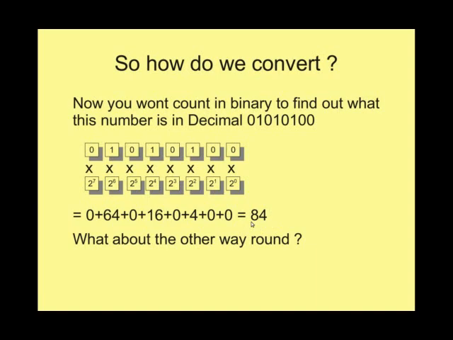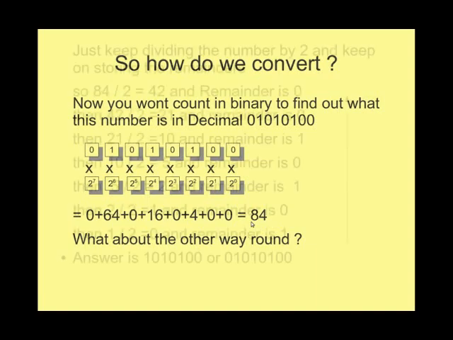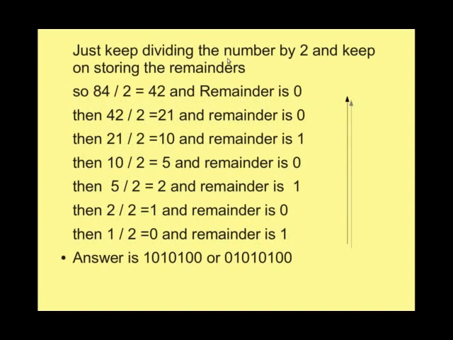That's all fine, but what about the other way around, right? That's also easy. Just keep dividing the number by 2 and keep on storing the remainders. So if you have the number 84, we divide that by 2 and we get 42, and the remainder is 0. 42 divided by 2, remainder again 0. Then we have 21 divided by 2 and the remainder is 1. 10 divided by 2, remainder is 0. 5 divided by 2, remainder is 1, and then 2 divided by 2, the remainder is 0.